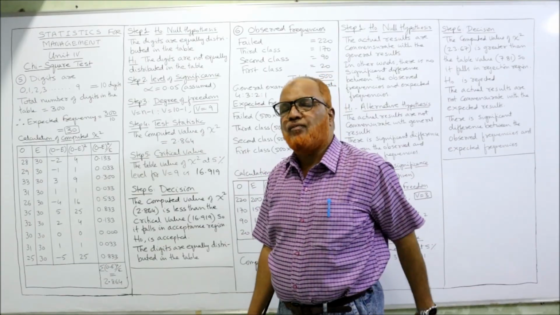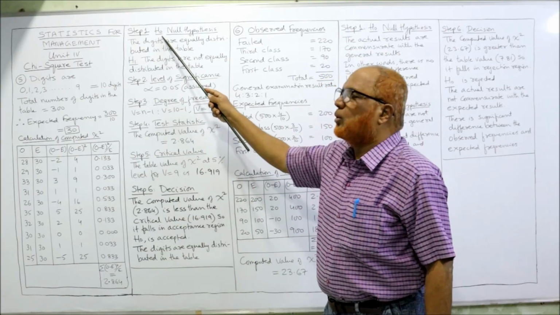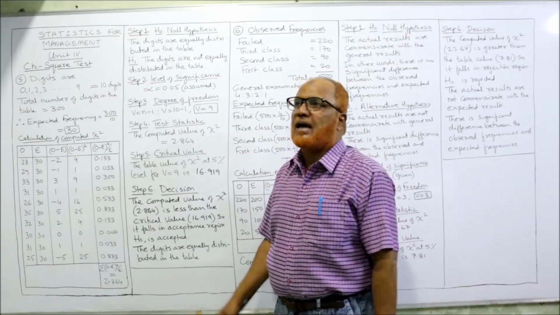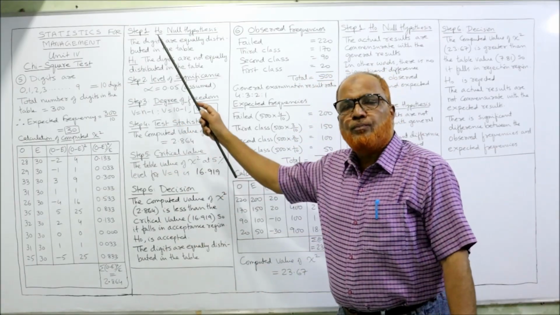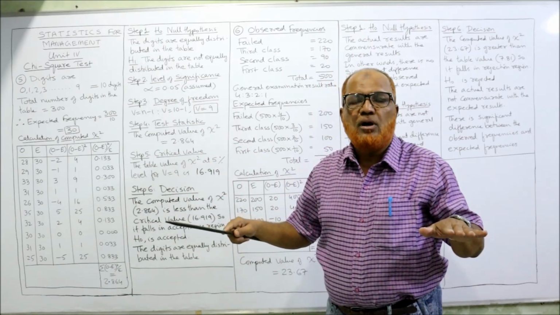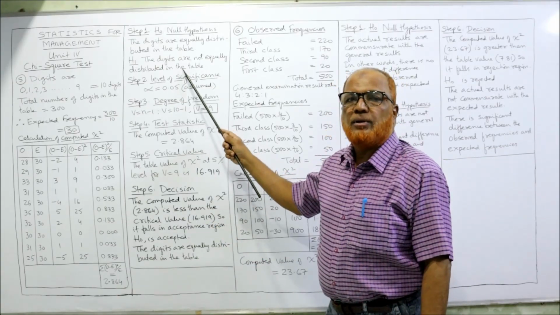Two hypotheses will be framed. First, the null hypothesis, whose symbol is H0, and second, the alternative hypothesis, whose symbol is H1. H1 is the alternative, which is opposite to the null. In the null, we have written the digits are equally distributed. The alternative hypothesis: the digits are not equally distributed in the table.